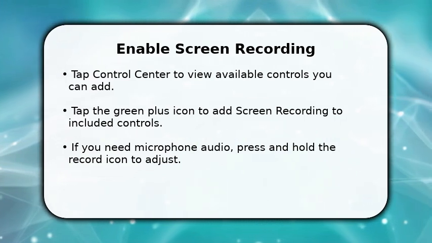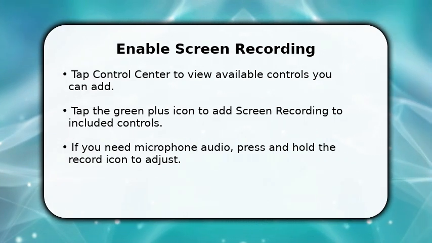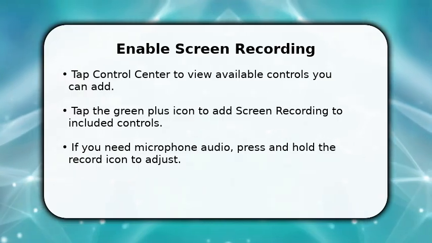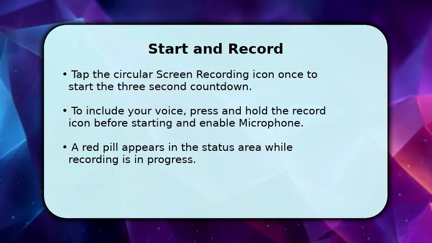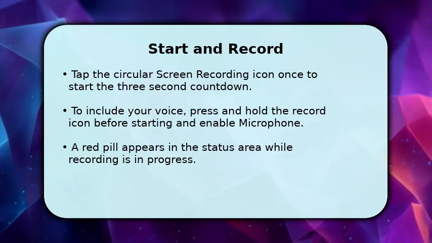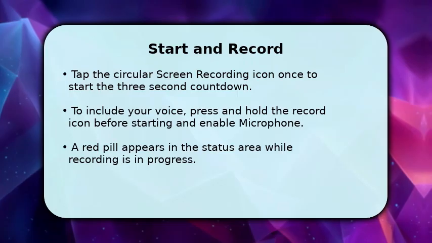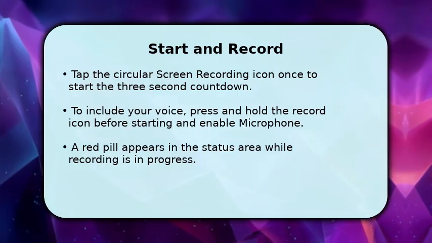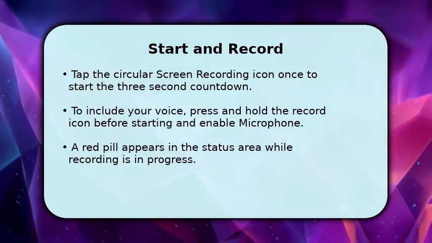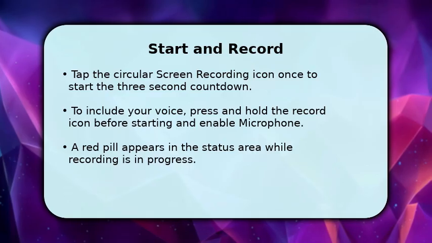To begin recording, open Control Center from the top right corner. Tap the circular screen recording icon once to start the 3-second countdown. The recorder captures screen video and system audio when allowed by the app. To include your voice, press and hold the record icon before starting and enable microphone.